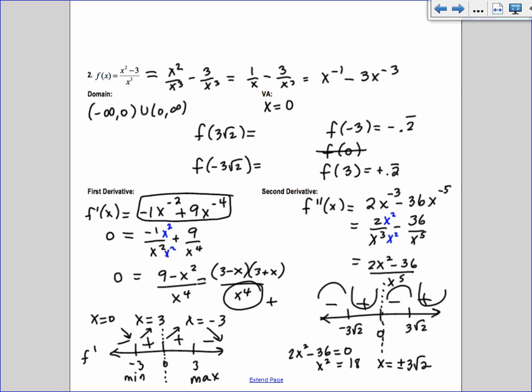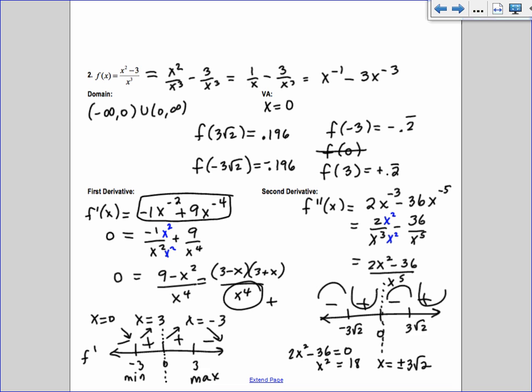What about 3 root 2? Did anybody do that one? About 1.19. 0.196 for both of them? The negative one I got is negative. Negative is negative. Okay, all right, so it's symmetric.